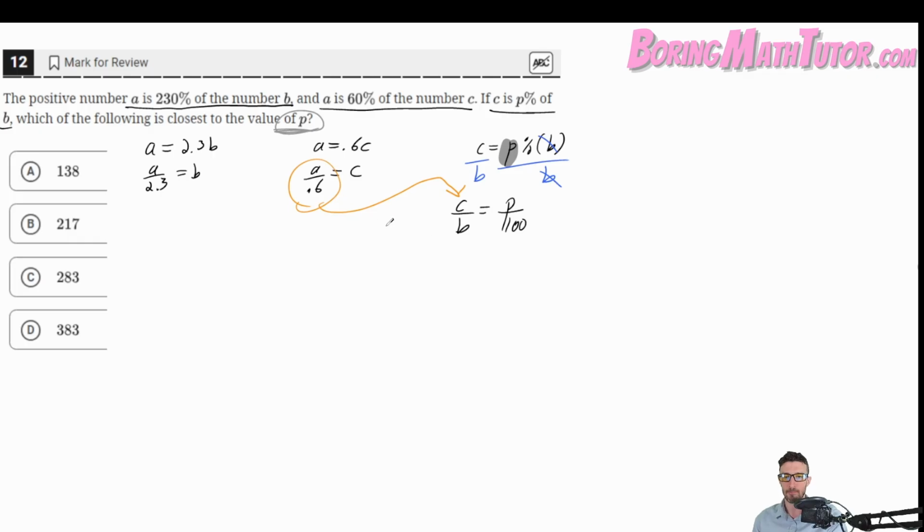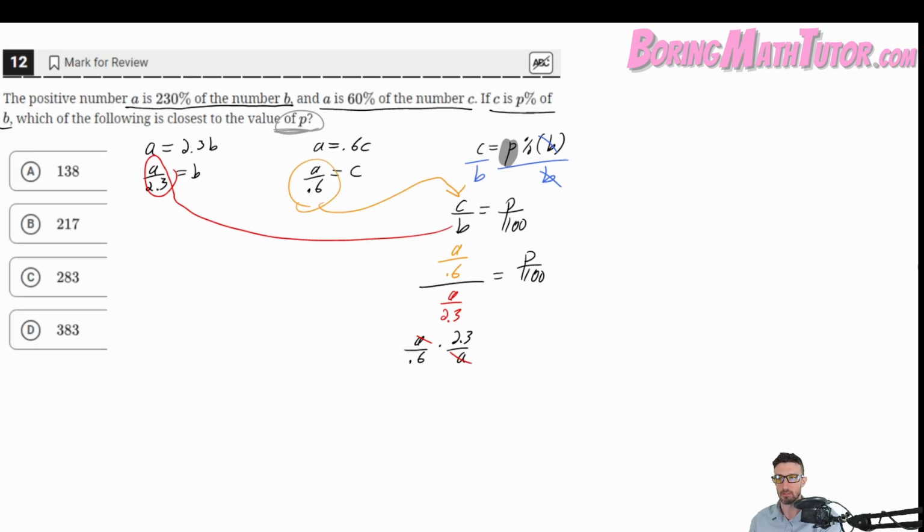So right where I see C, I can replace it with A over 0.6, and where I see my B, I can replace that with A over 2.3. Okay, but that's all equal to P over 100. And now I can do keep change flip, where it's A over 0.6 times 2.3 over A. The A's cancel, and I just get 2.3 over 0.6. And that's the same thing as 23 over 6. So that equals P over 100, and we just got to figure out what P is.